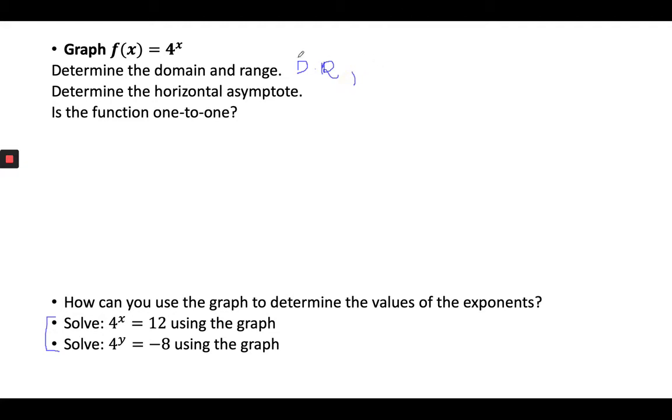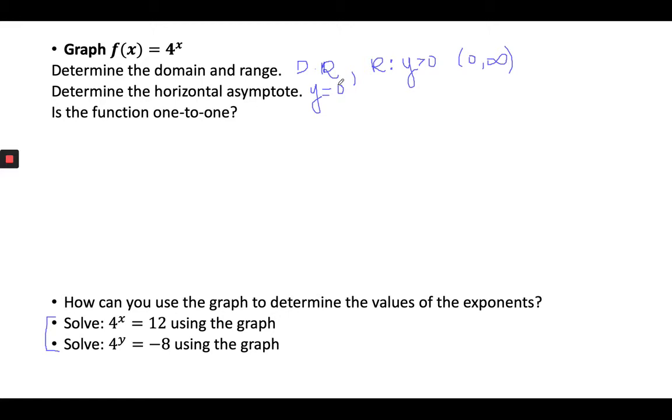But if we look at the range, remember that 4 to the x power can get really, really small, but it can never be negative. So our range is going to be that y has to be greater than 0, or if you like interval notation, we could go from 0 to infinity. All right, determine the horizontal asymptote for this one. Since there's no vertical shift, it's just going to be at y equals 0.